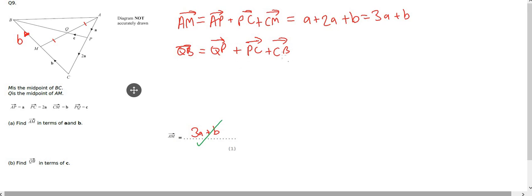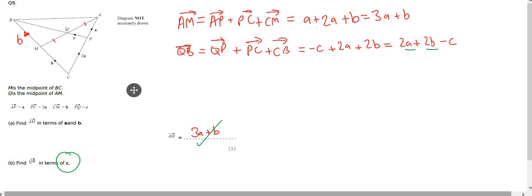Okay, right. So Q to P is the opposite direction, so that's minus c. P to C, that's 2a. And then C to B, that's going to be 2b. Now we've put the correct thing for the midpoint. So I have got 2a plus 2b minus c. Now remember, we want this in terms of c. So what we want to do is somehow replace the a and the b and have the whole thing in c's. So we need to work out what c is.